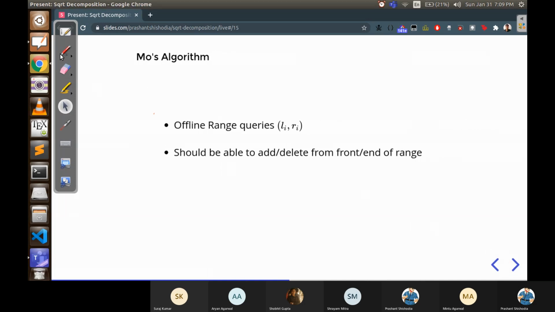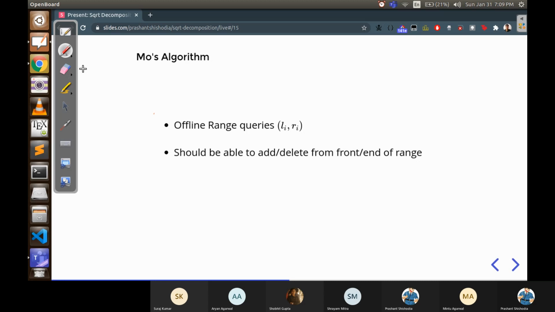Okay, so I'll come to Mo's now. Mo's is a very standard algorithm, and if you are attending this class, there is a high chance that you probably know of Mo's algorithm. But I'll go a little deeper, not a lot.